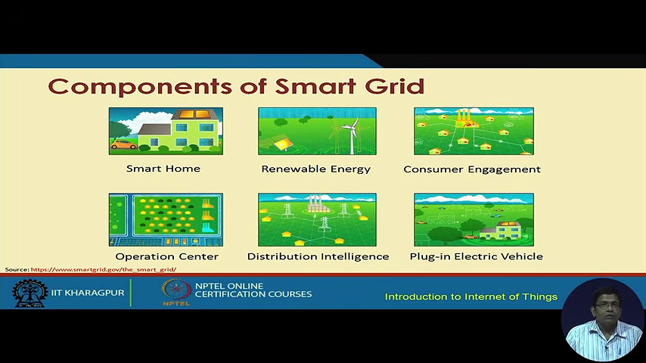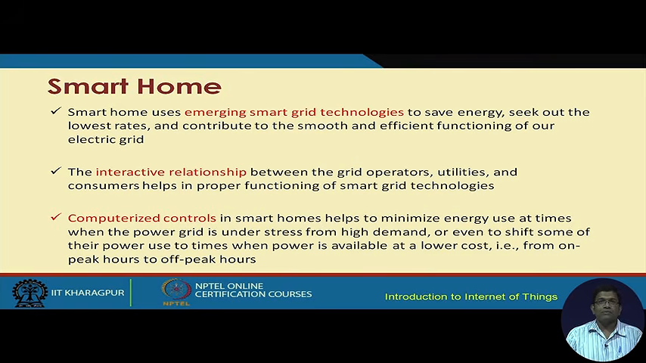So, there are different components of the smart grid. We have the smart home, then we have the renewable energy, consumer engagement, operation center, distribution intelligence, and plug-in electric vehicles. So, we are going to take up each one of these one by one, and we are going to discuss them in more depth. So, we will start with the smart home.